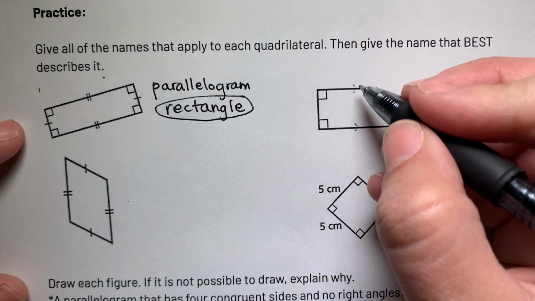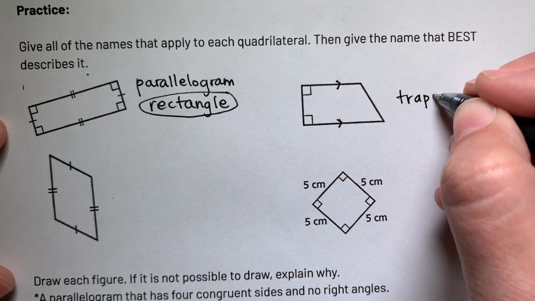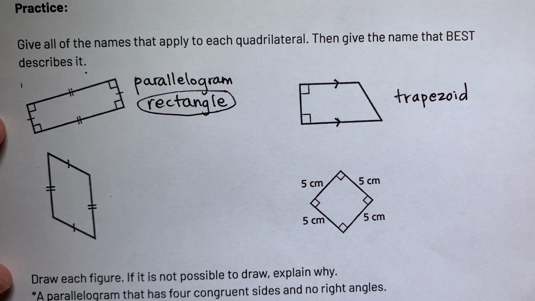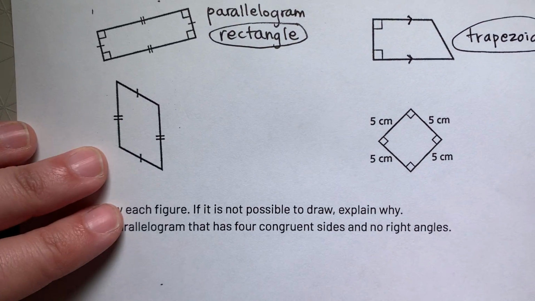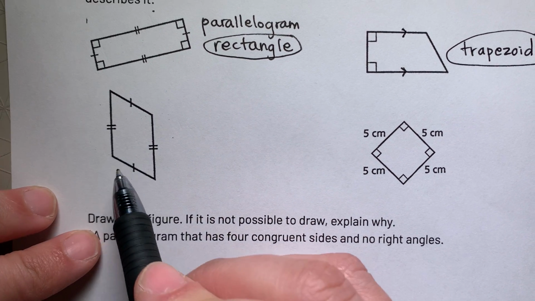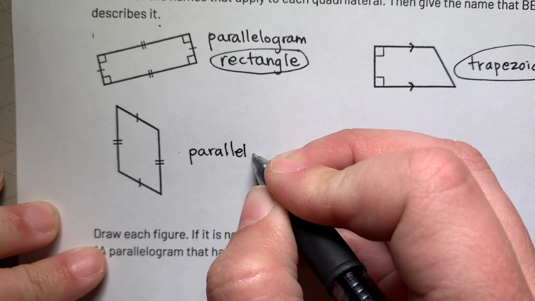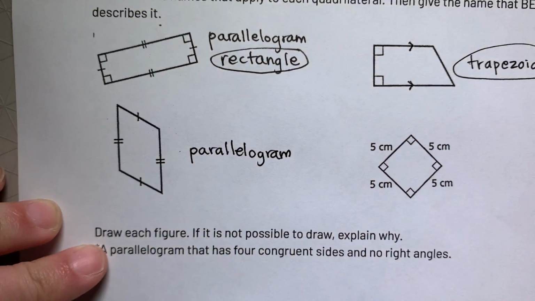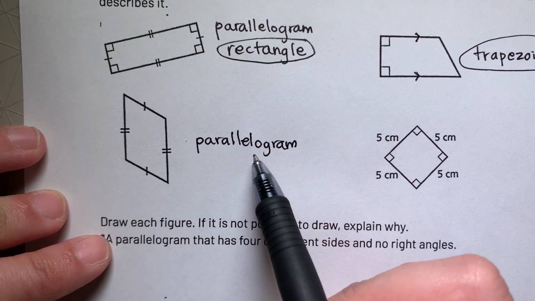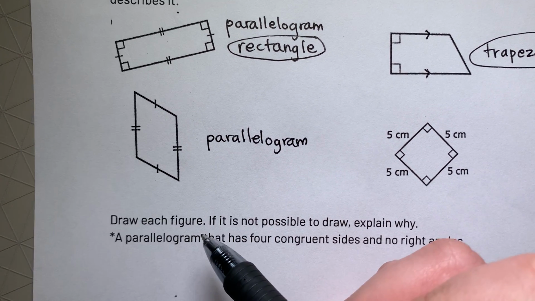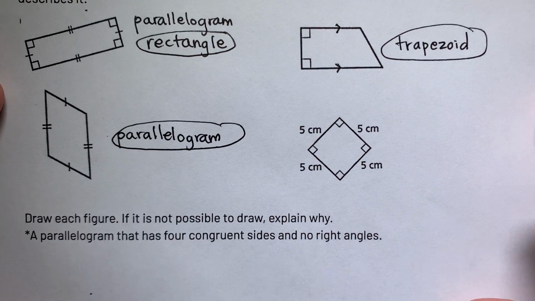Okay, let's look over at this guy. Well, it only has 1 pair of parallel sides. So it's not any type of parallelogram. It's a trapezoid. And guess what? That's its best name. It's just a trapezoid. All right, looking here. I've got a parallelogram. And I'm noticing that it does not have any right angles. Its opposite sides are equal, which tells me again it's a parallelogram, but that's about it. It's just a parallelogram, so that's the best name for it.